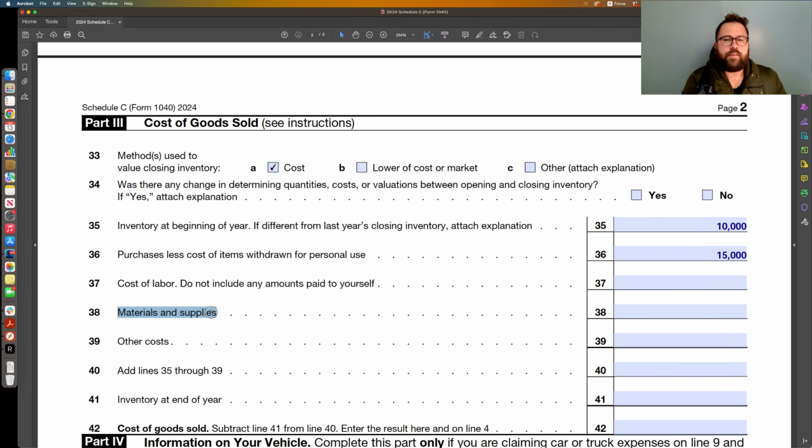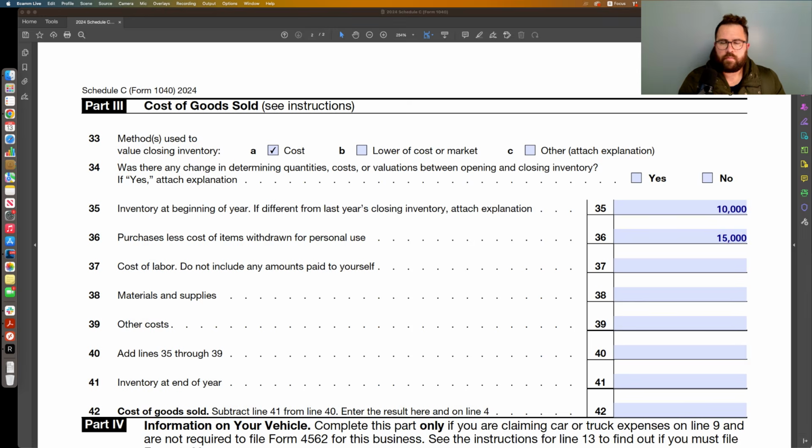Materials and supplies, again, if you're producing your own goods, then you'd probably have something here. In this example, we're just saying we're buying them. And actually, let's bump this up a little bit. Let's bump this to 25,000. And then other costs, you may have those. And then inventory at the end of the year, right? Let's say you only have $5,000 worth of shirts at the end of the year.